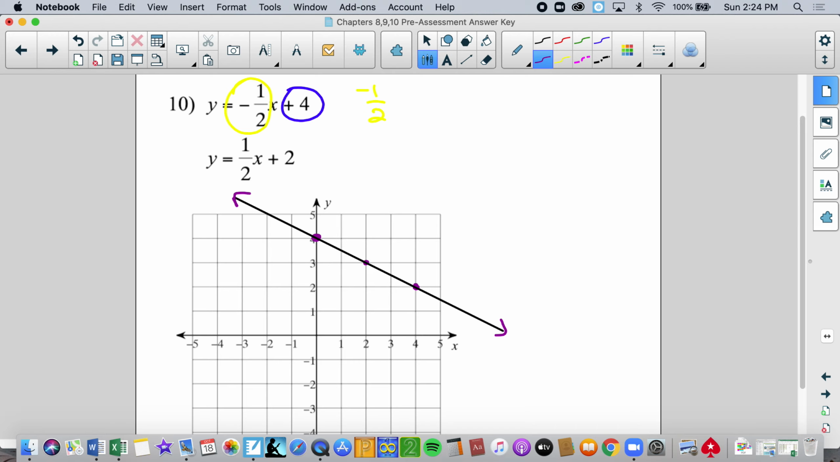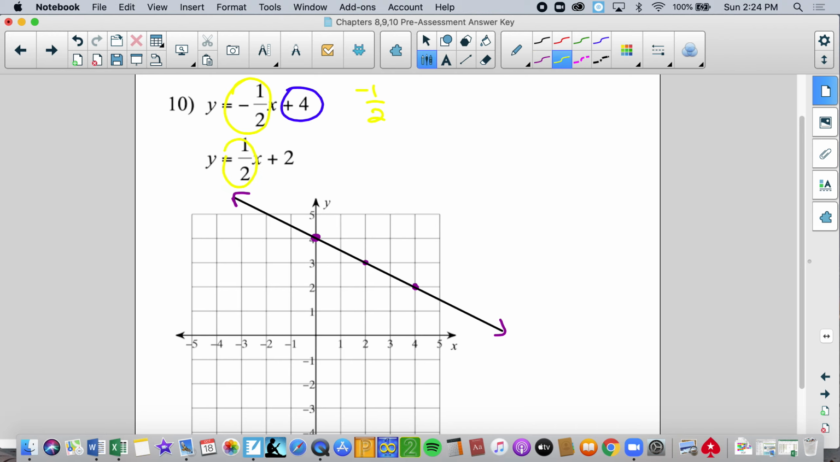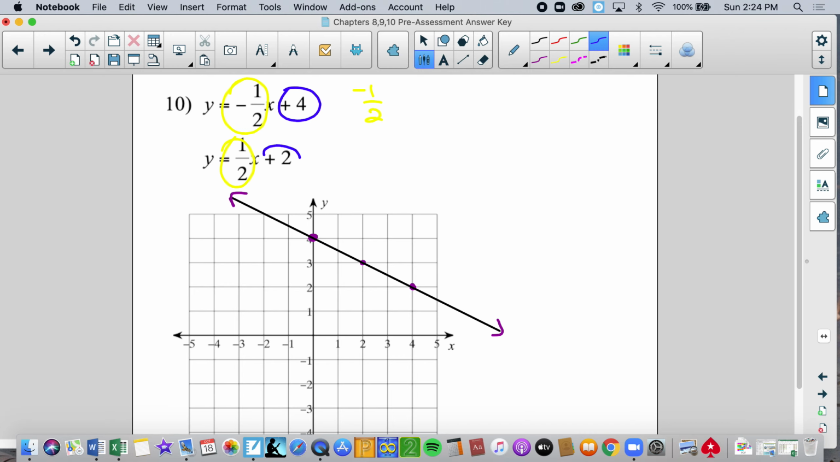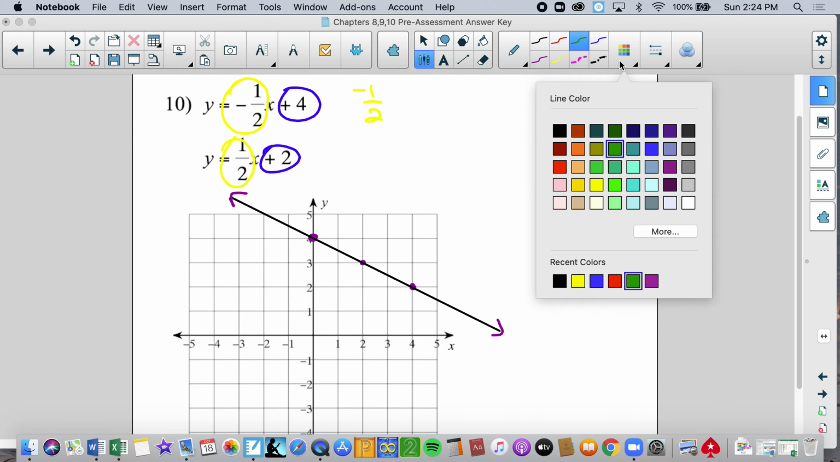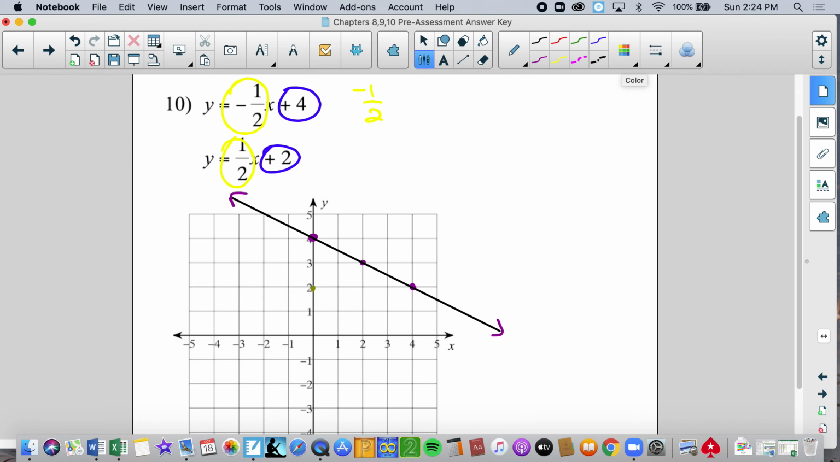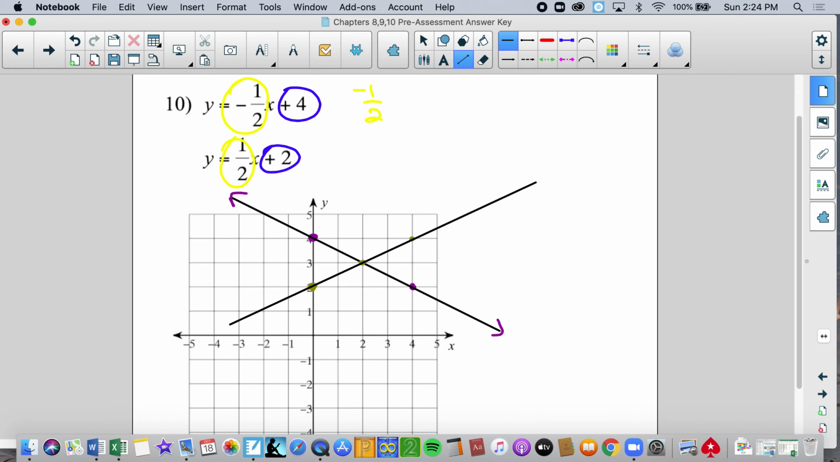And now I'm going to draw my other line. I have a slope of 1/2 and a y-intercept of 2. So when I graph that, let's find a good color. 2, and my slope is 1/2, so I go up 1, right 2, up 1, right 2. I'm going to make a line connecting those. Oh, look at that. That was really good. And I'm going to put arrows on that.